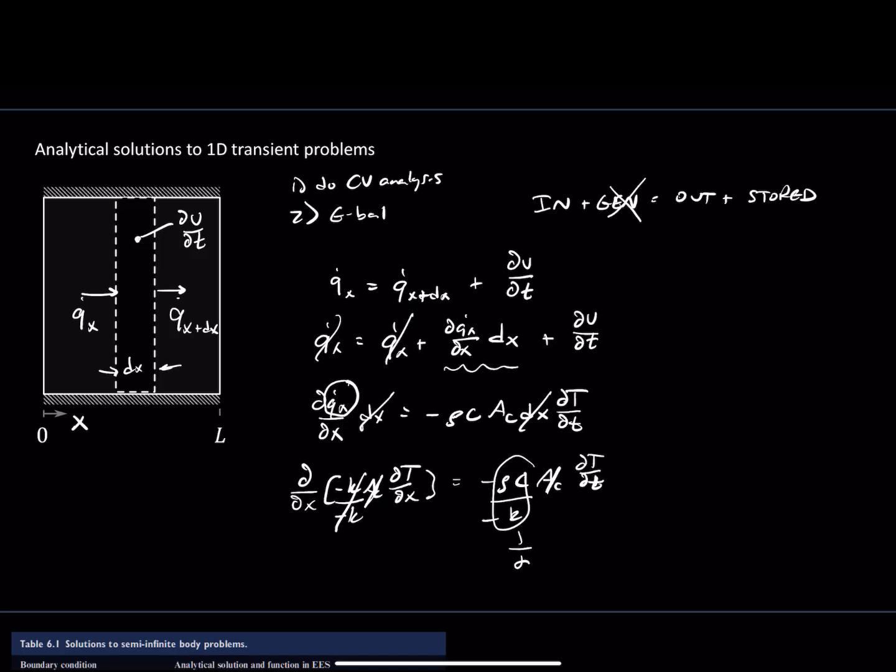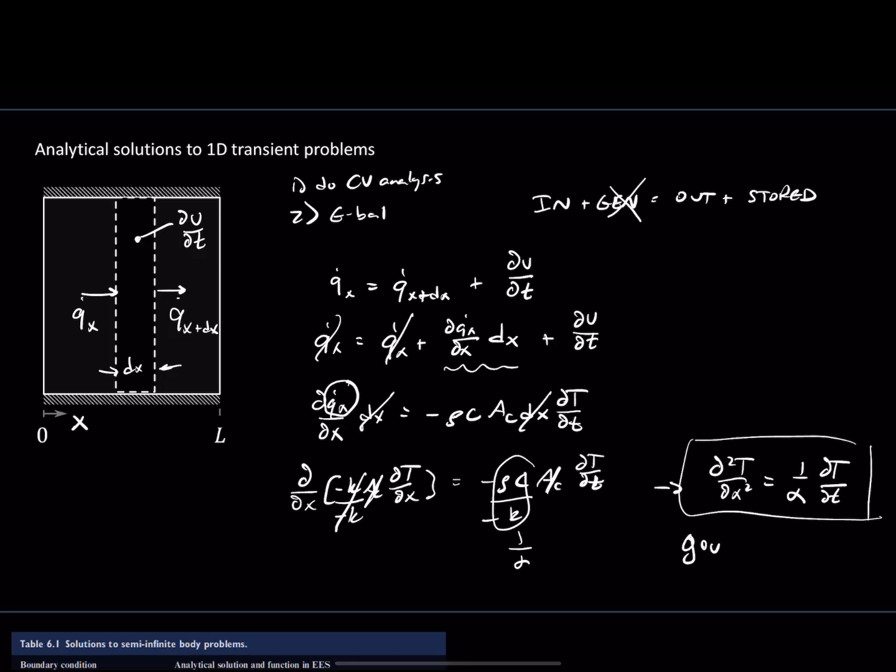And so our final differential equation is the following. It is partial squared temperature with respect to x is equal to 1 over alpha partial T with respect to time. So this is our governing partial differential equation, right? P for partial in temperature. This differential equation involves both the independent variable x and the independent variable time.